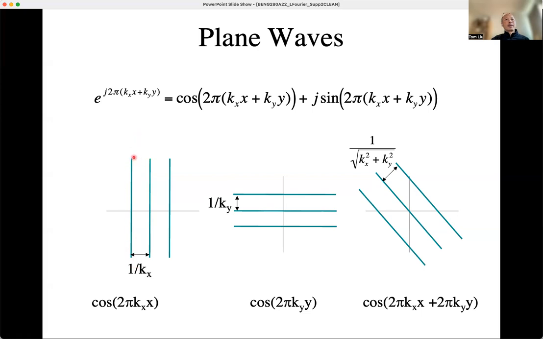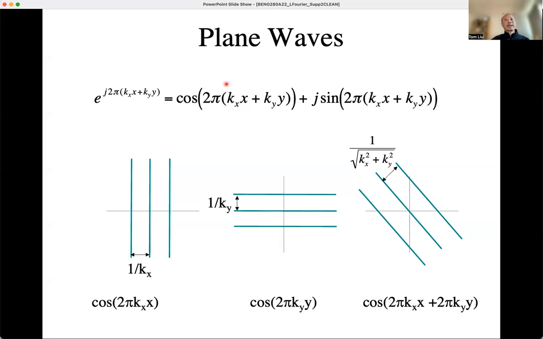In 2D, it's hard to draw a two-dimensional cosine by hand, so oftentimes we'll just draw these lines to indicate where the peaks are. In this case, the peaks are 1 over kx apart. Essentially you can think of this as a two-dimensional cosine wave that's varying in x, but along y it's the same. So it's basically this wave that varies along x.